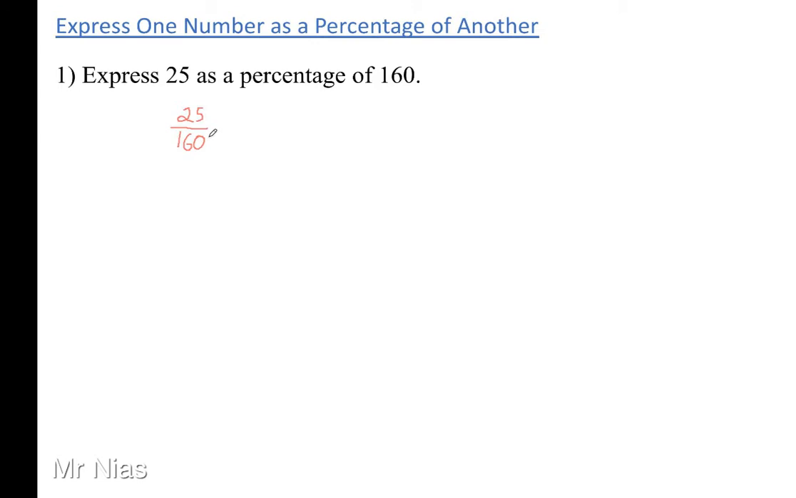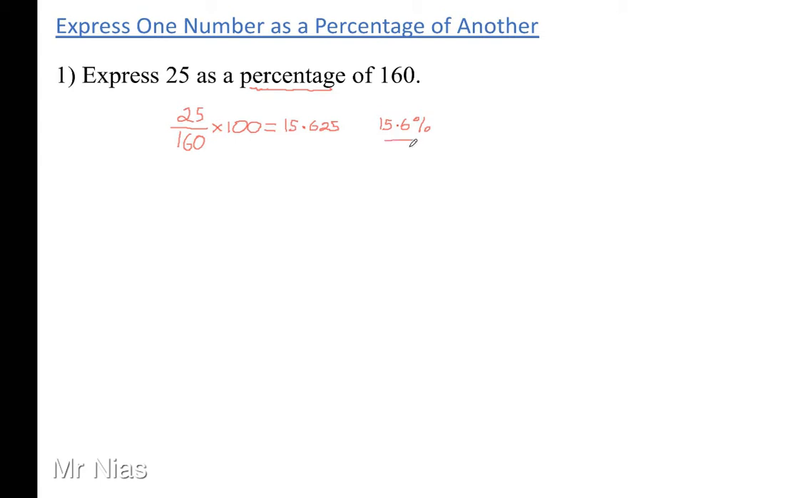I could turn that into a decimal, and it would obviously be less than 1, and that would be the proportion that 25 is of 160. But I want it as a percentage, because it says so in the question. So I need to times it by 100. It is as simple as that. If I turn my trusty calculator on, because you're allowed to use a calculator on these, I get 15.625, which is 15.6% to one decimal place.